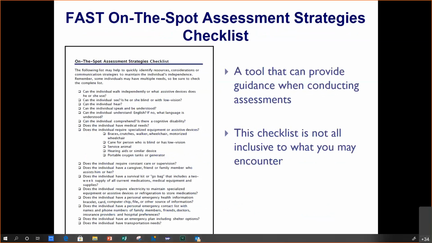We're going to go over the checklist real briefly, but this is basically a tool that can provide guidance when conducting assessments. It gives you a list of questions to help guide your assessment, almost keeping it consistent so you don't accidentally miss something. Keep in mind, this is not an all-inclusive list. You may encounter something unique when you're doing your assessment. Next slide, please.